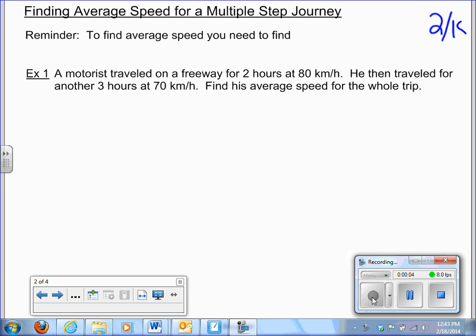Today is February 18th. We're finding average speed for a multiple step journey. Okay, what is average speed?